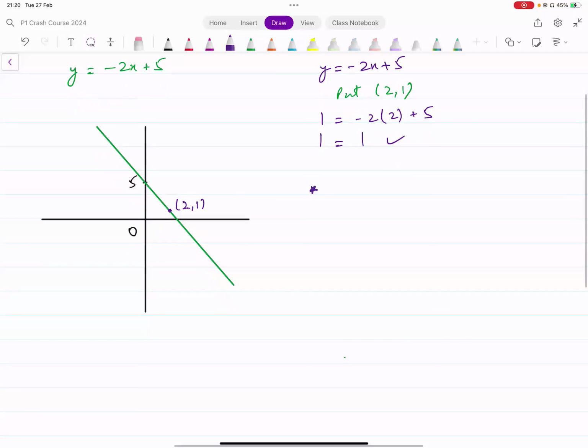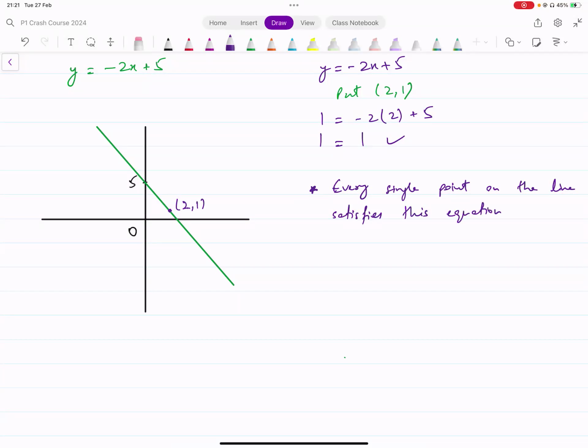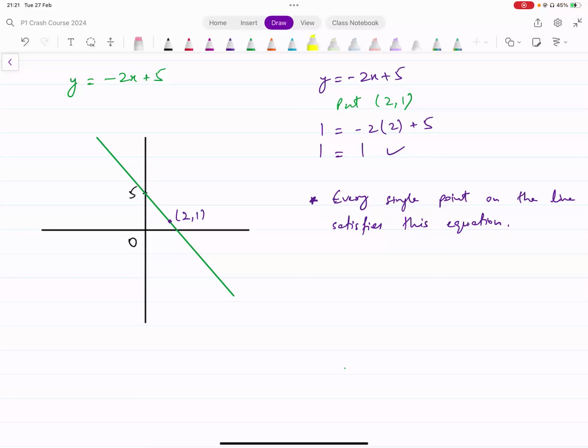So number one, this equation means that every single point on the line satisfies this equation. That's what this equation represents. Every single point on the line satisfies the equation. If you were to put that point in that equation, the left-hand side would be equal to the right-hand side. And the second thing is, you can look at it the other way around, that you can reach all points on this line using this equation.